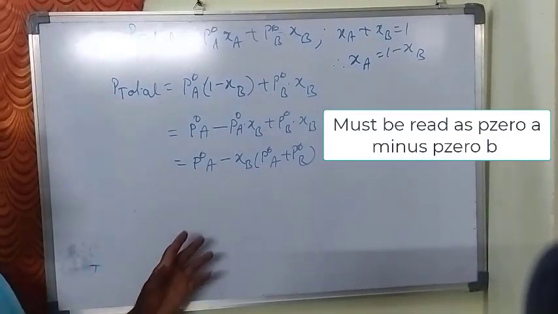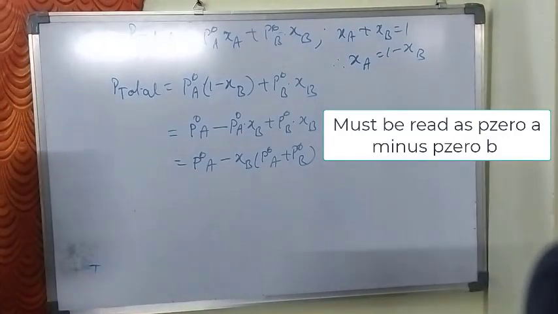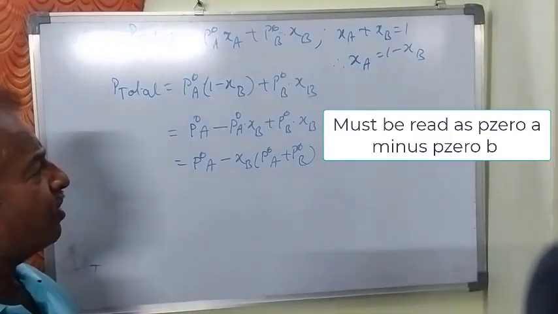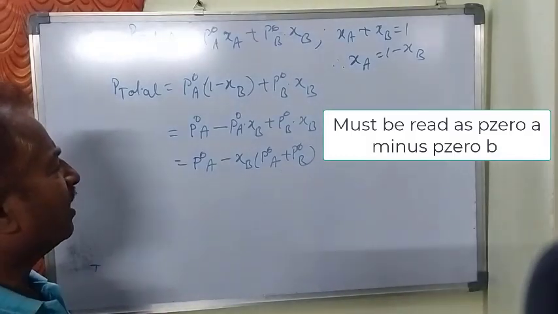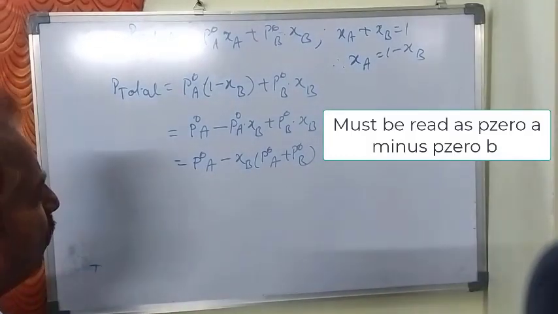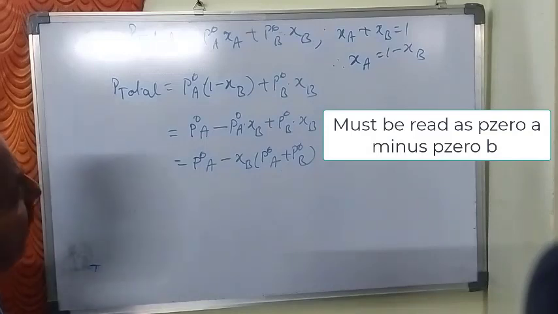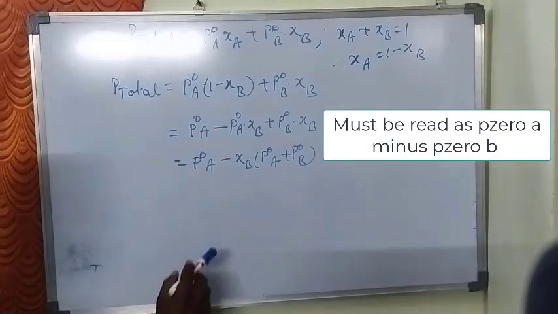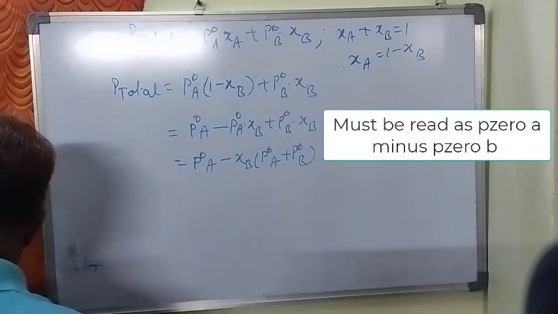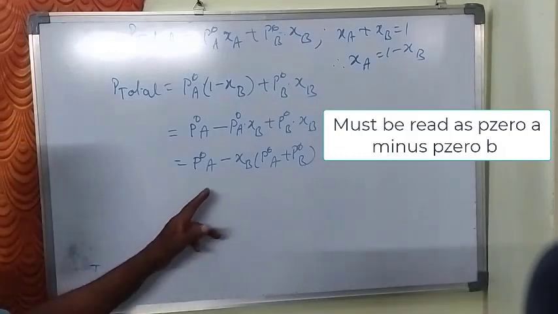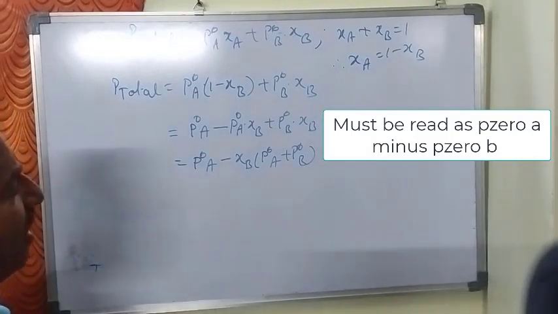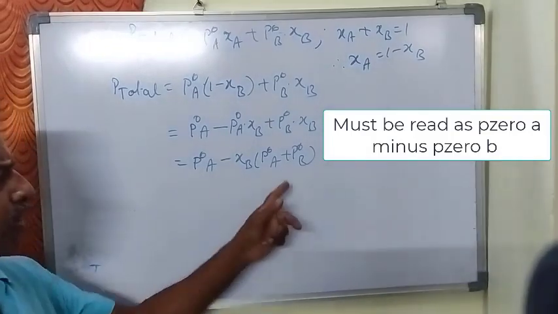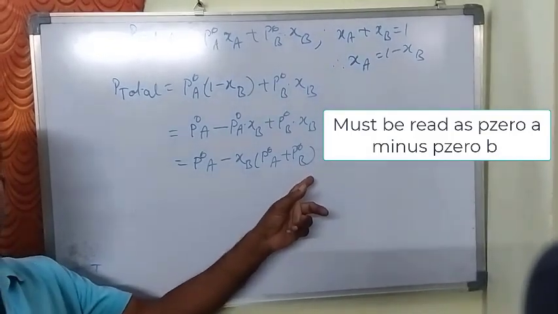So, from this equation, the total vapor pressure over the solution can be related with the mole fraction of any one component. Here we took the component B.